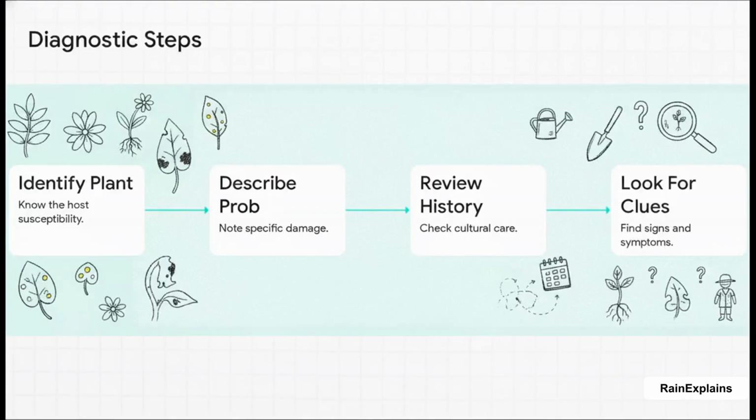So how does this actually look in practice? We can condense the whole investigative strategy into a few key steps. Step 1, identify the plant correctly, period. Because certain plants are just naturally immune or highly susceptible to specific issues. Step 2 is describing the problem precisely. Step 3, and honestly this is absolutely crucial, is reviewing the cultural history. When was it transplanted? What fertilizers did you use? Was there construction nearby that tore up the roots? A lot of the time, just getting an accurate plant ID and a good cultural history will totally solve the mystery before you even look closely at the damage.